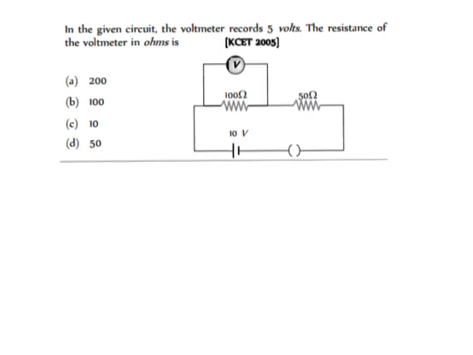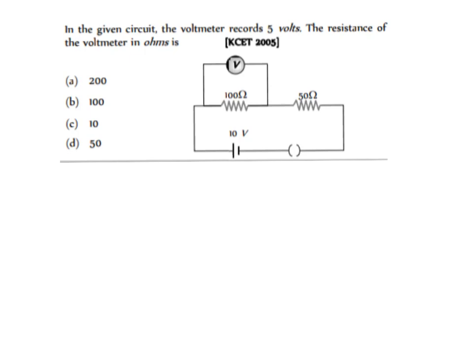Look at the problem from current electricity. In the given circuit, the voltmeter records 5 volts. The resistance of the voltmeter in ohms is? Okay, so this is a conceptual based problem here.